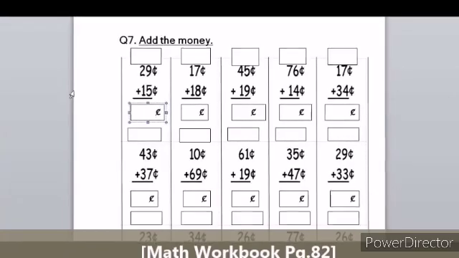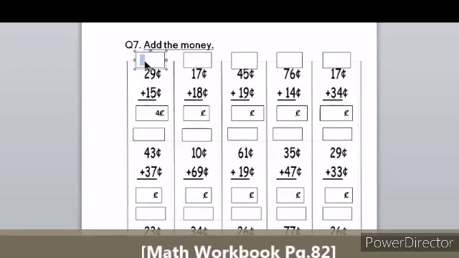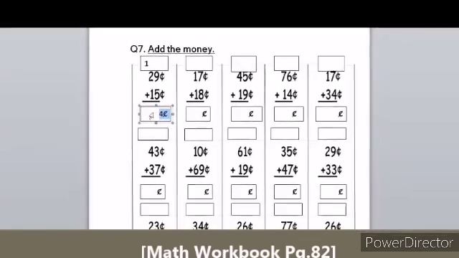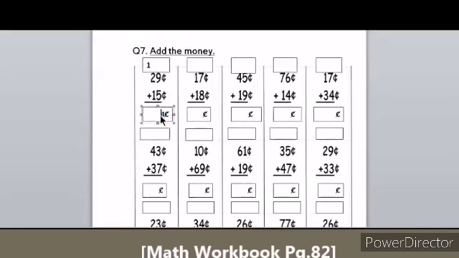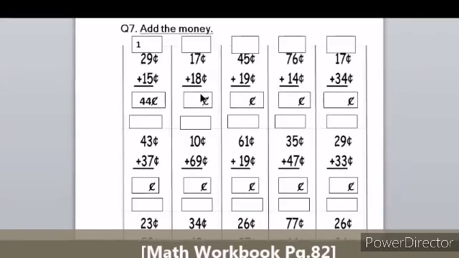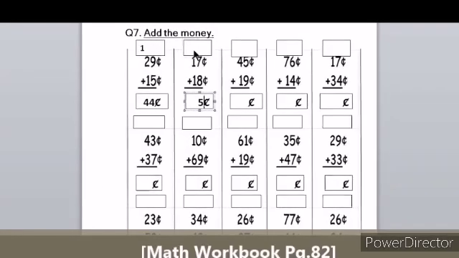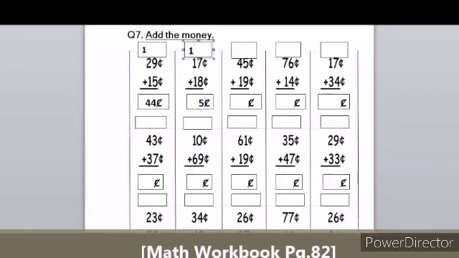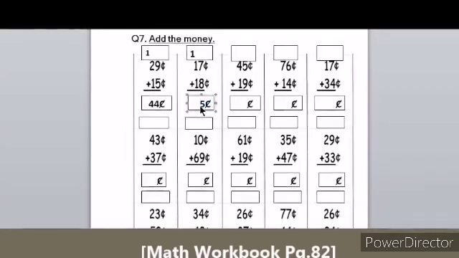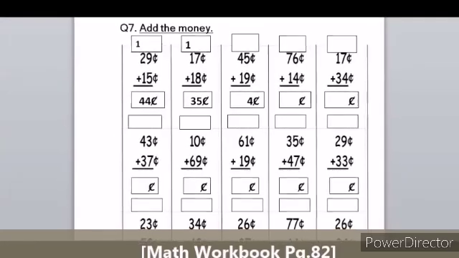Okay. So first is 29 plus 15. 9 plus 5 how much? 14. So 4 you will write down and 1 you will write on the top because it is addition with regrouping. So 1 plus 2 plus 1 is 4 again. So the answer is 44 cents. Now see this one. 7 plus 8 is 15. So 5 you will write down and 1 you will write on the top. 1 plus 1 plus 1 is 3, 35 cents. It is just normal addition with regrouping.